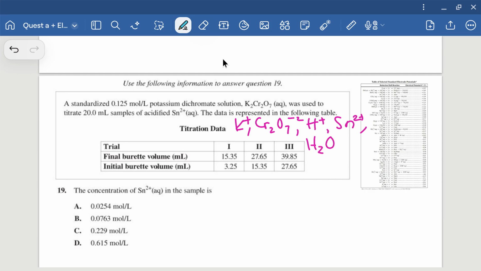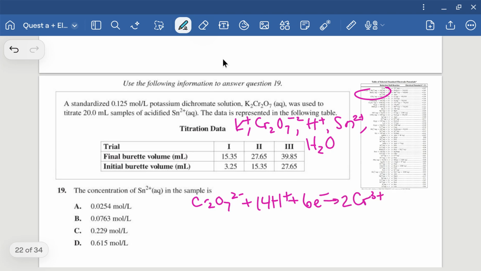Once you have everything present, then you want to look and see what is your strongest OA, and that would be your half reaction for what's undergoing reduction. So I would write out my first half reaction, which would be your dichromate ion plus your hydrogens, and you write it down exactly how you see it from the data booklet.